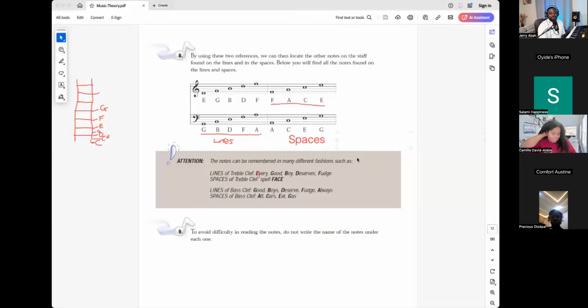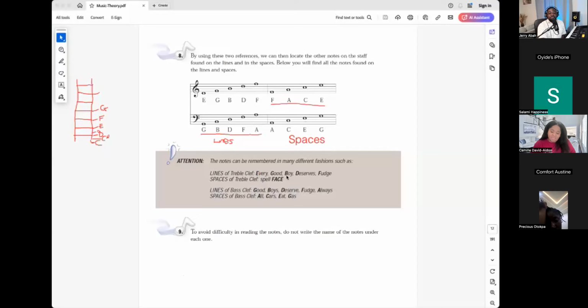Okay, so now over here we have one of the many fashions for remembering how to label your lines and spaces in music. For the treble clef, you can say every good boy deserves fudge. I remember my music teacher in those days, instead of calling it fudge, he called it favor. Every good boy deserves favor.